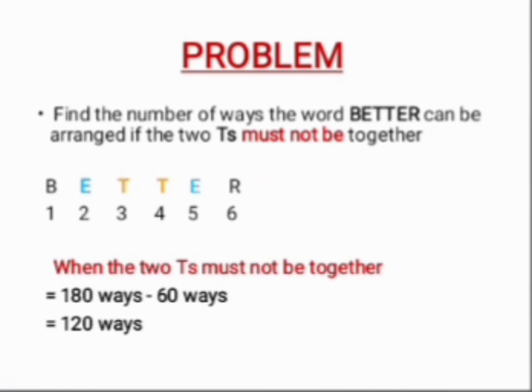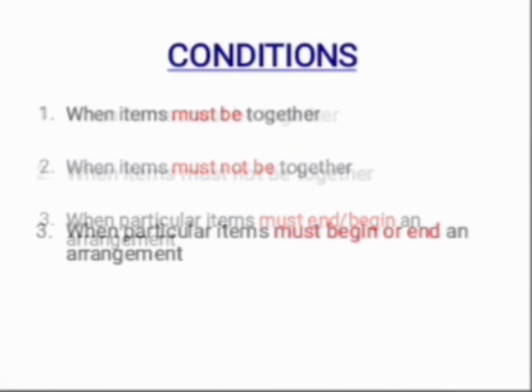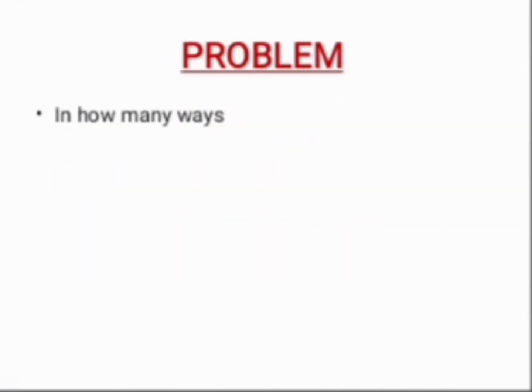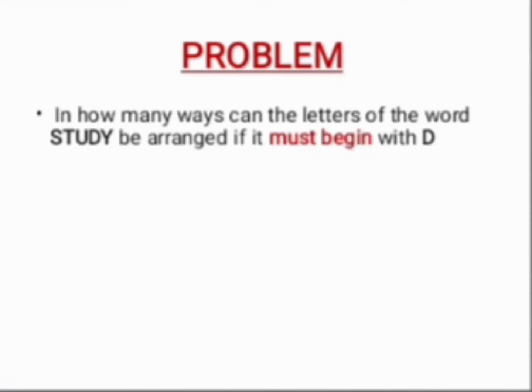Let's solve a problem containing a different condition. In how many ways can the letters of the word study be arranged if it must begin with the letter D? This condition is different from all problems we have solved so far. So how do we go about it?